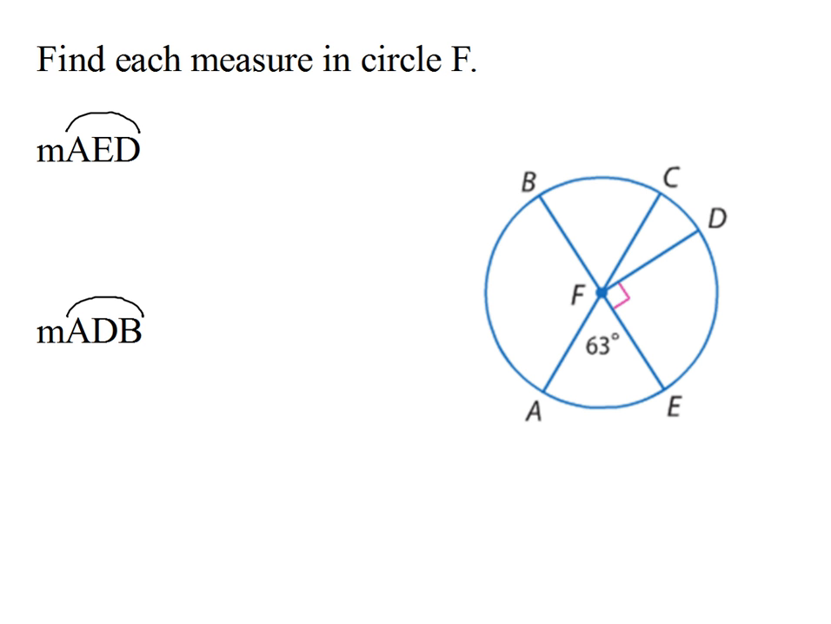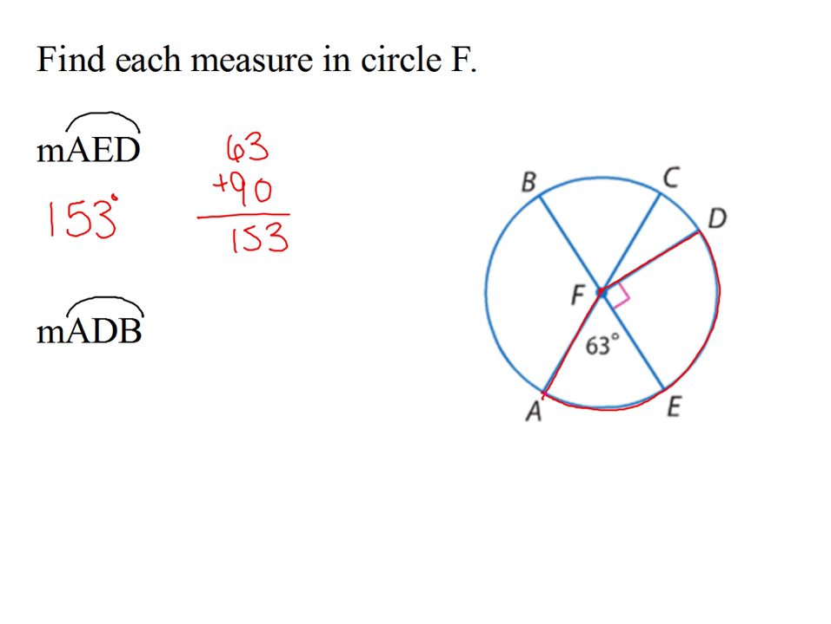So in this example, we're still looking at circle F. We need to find the measures of arcs AED and ADB. Let's look at AED first. AED is this arc right here. It is made up of two different angles. We have a 63-degree angle and a 90-degree angle. That last postulate just says we are allowed to add those together. So that'll give us 153 degrees for that entire angle. And remember, the central angle and the measure of the arc are the same. So the measure of arc AED is 153 degrees.